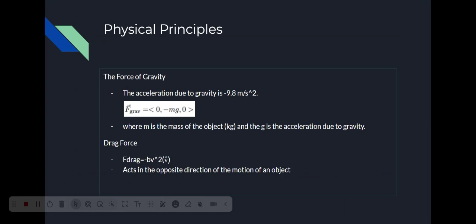And so more physical principles, we have the force of gravity. The acceleration due to gravity on Earth is negative 9.8 meters per second squared. And the force of gravity as a vector is <0, -mg, 0>, where m is the mass of the object in kilograms and g is the acceleration due to gravity. And then we also have the drag force. The drag force is equal to negative b v squared times the unit vector, where b is a constant which is experimentally determined, and the drag force acts in the opposite direction of the motion of an object.